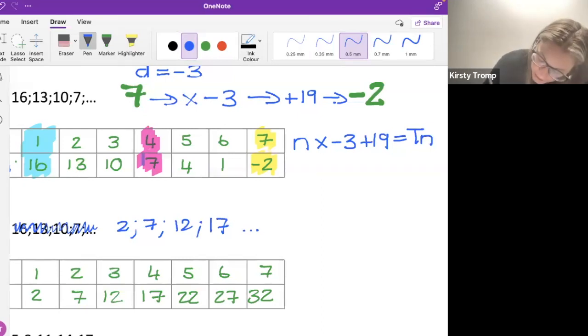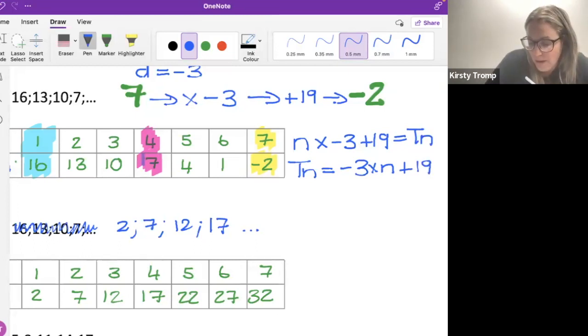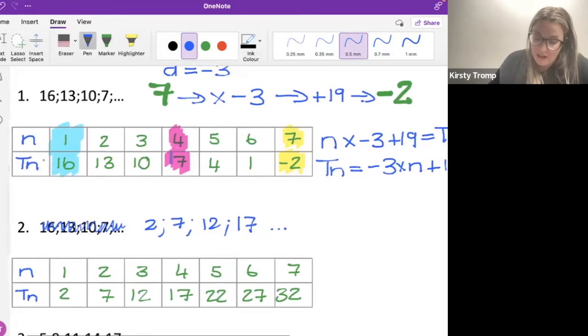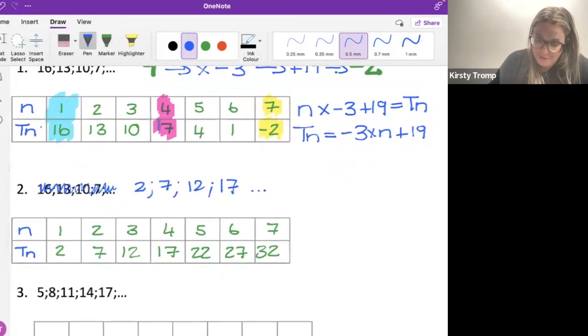Or I could say to myself, Tn, so the term, is equal to -3 times by the position plus 19. So just a different way for me to write it. I know some of you might be a little bit confused still, so let's do one more together and then I'll answer any questions that you may have.